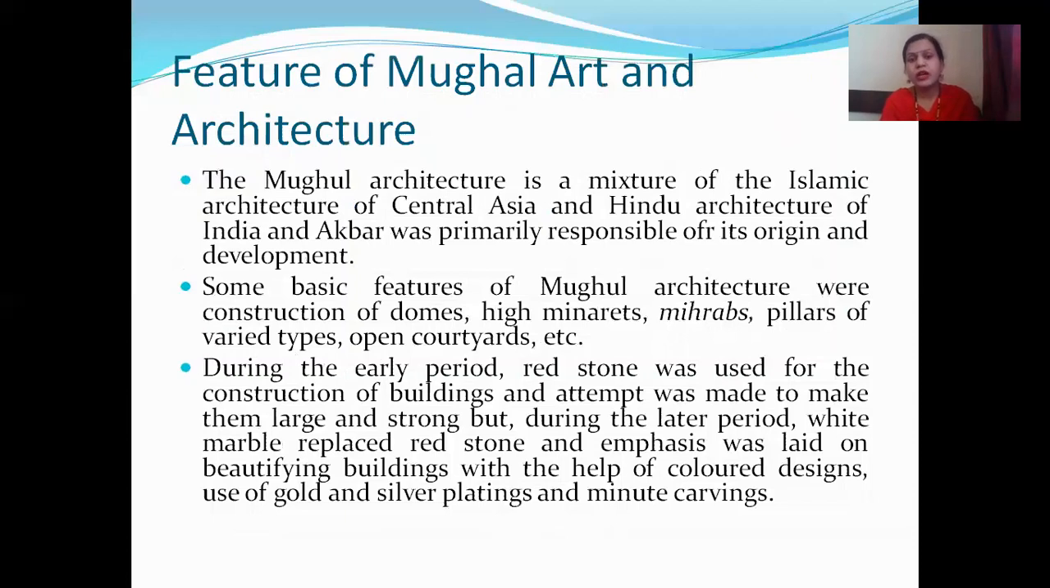Then features of Mughal art and architecture. The Mughal architecture is a mixture of the Islamic architecture of Central Asia and the Hindu architecture of India. Akbar was primarily responsible for its origin and development. The basic features of Mughal architecture were the construction of domes, high minarets, mihrabs, pillars of varied types, open courtyards, etc. During the early period, red stone was used for the construction of buildings.